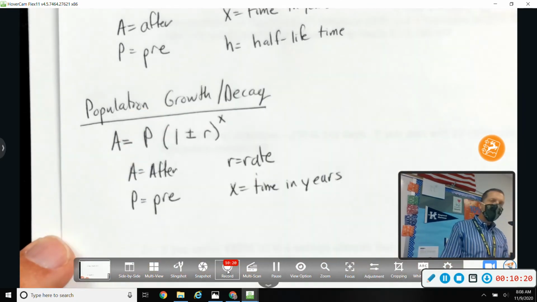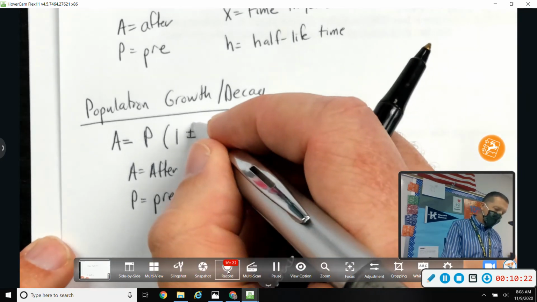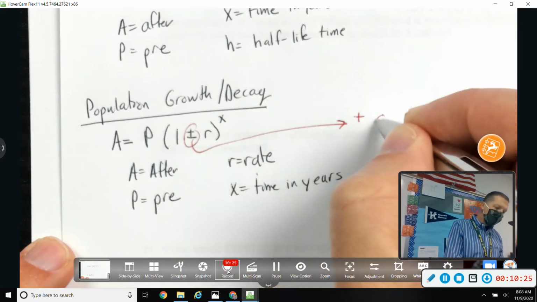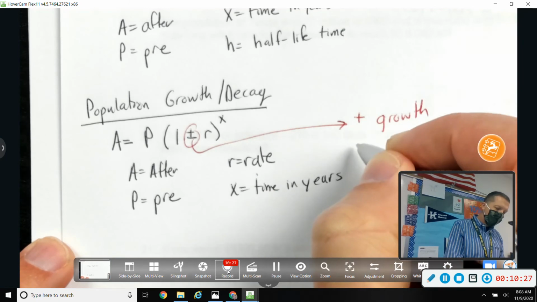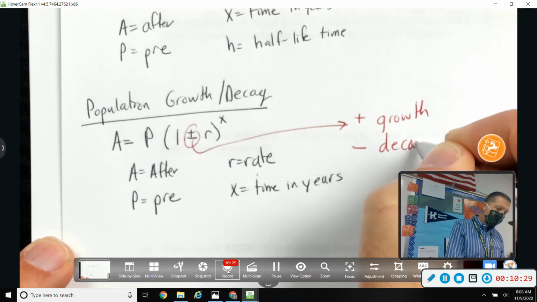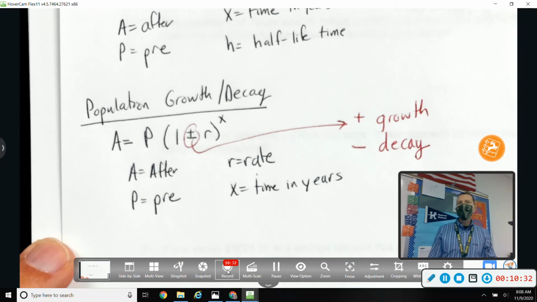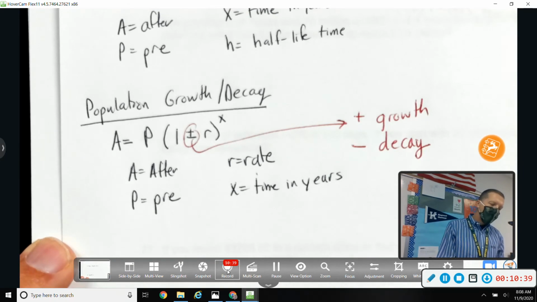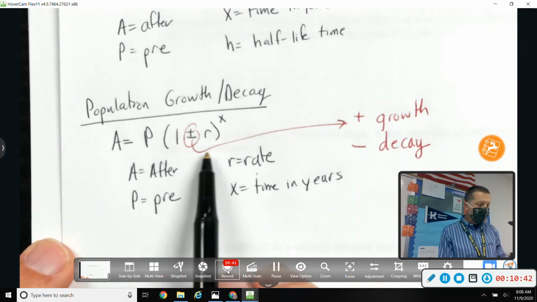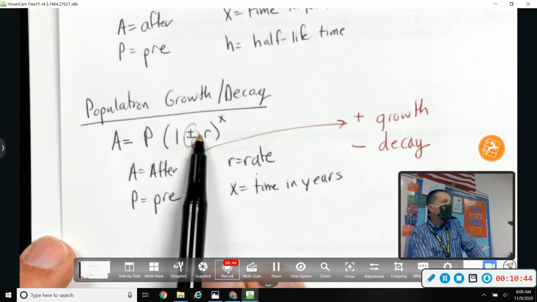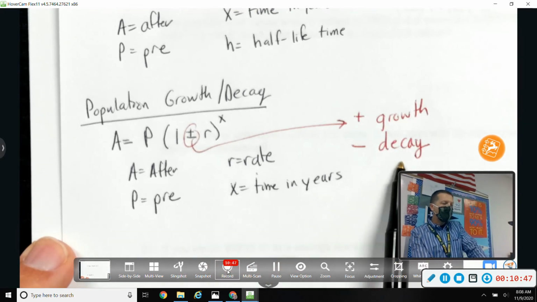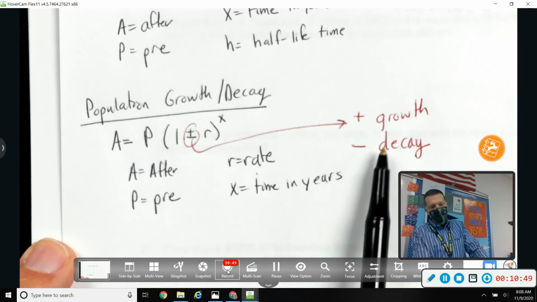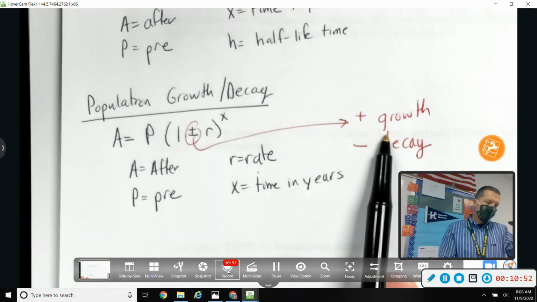And then the plus or minus thing, you don't do both. Right? You do plus if your population is growing. You do minus if the population is decaying. So the formula won't be given, and it won't tell you which one to use. But you'll have to read the question carefully, because it'll say population decays by 3% a year or grows by 5% per year. So you have to make the right choice on which one to use.